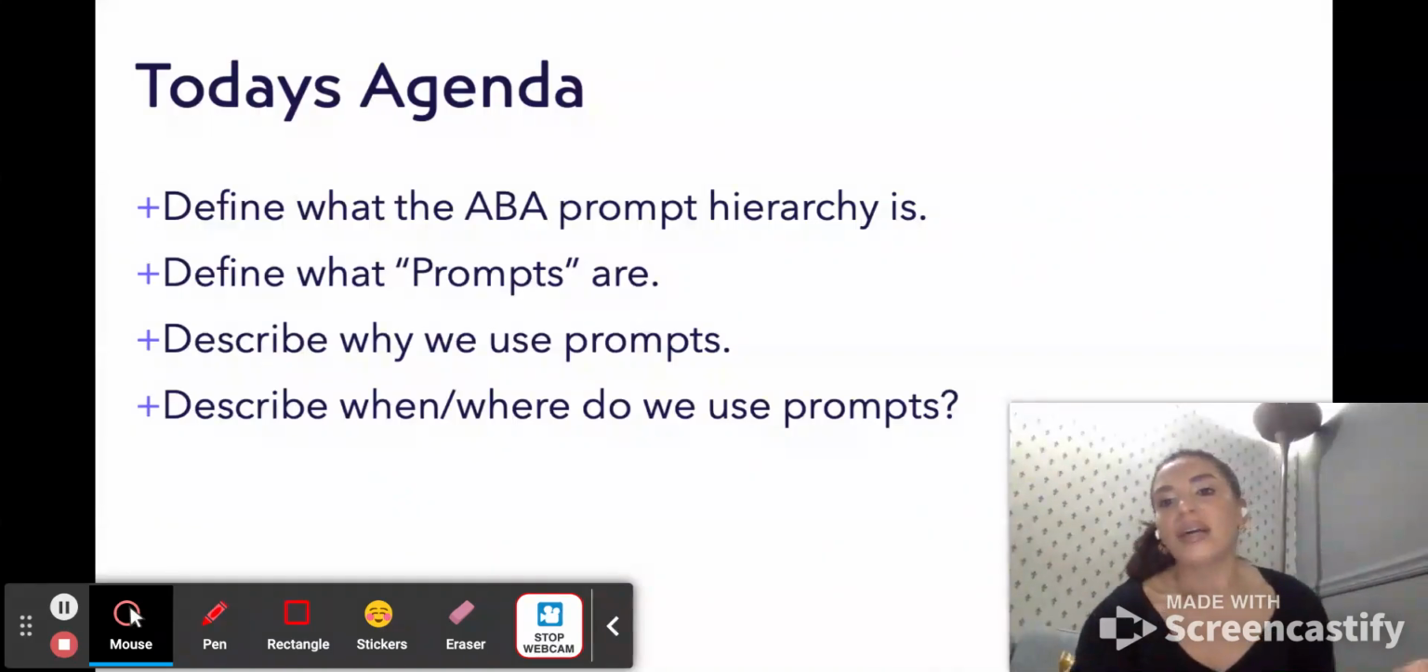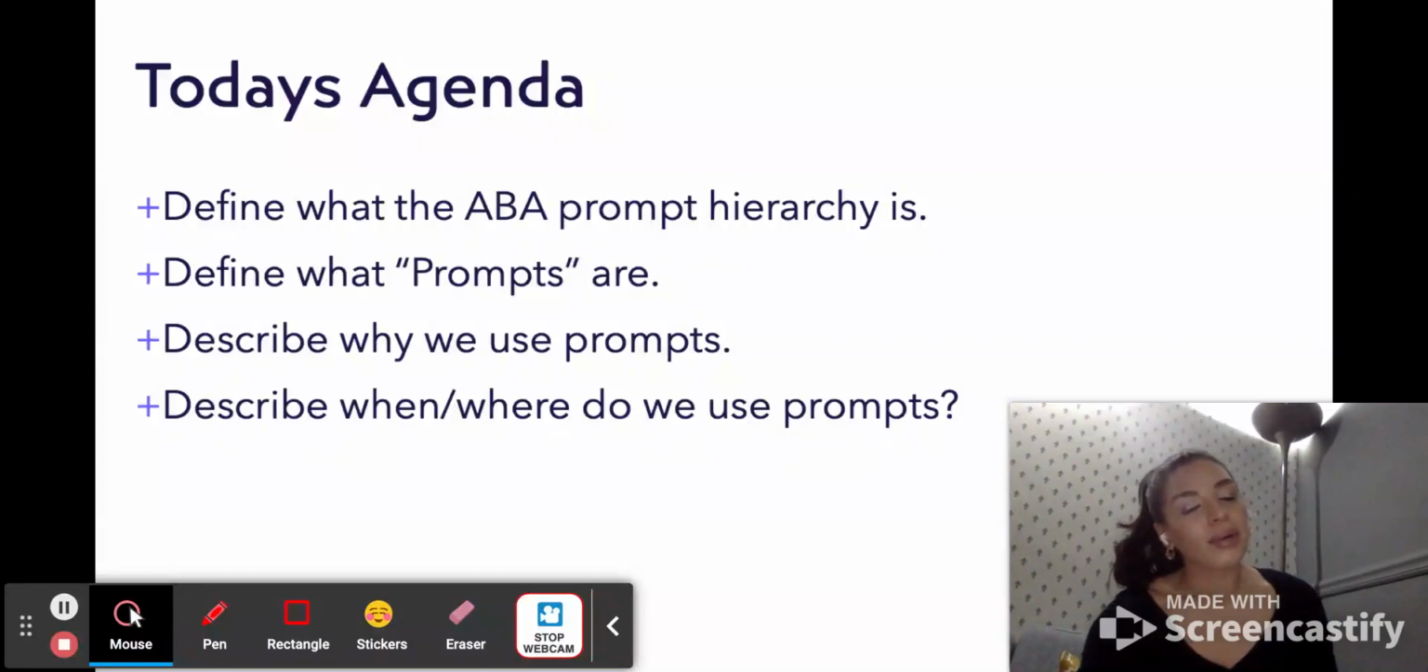Today's agenda: I will be defining what the ABA prompt hierarchy is. I will be defining what prompts are. I will be describing why we use prompts, and when and where we use prompts. I will also be providing you all with examples of the different types of prompts that ABA therapists use.